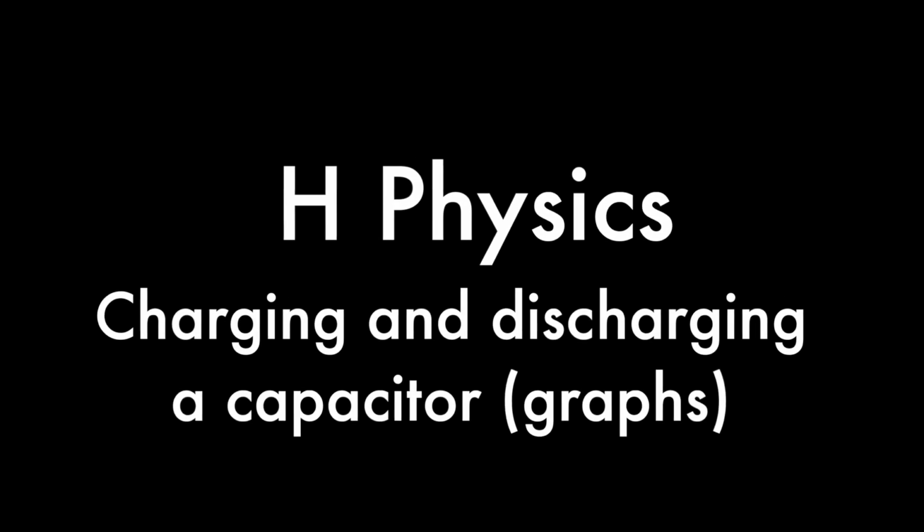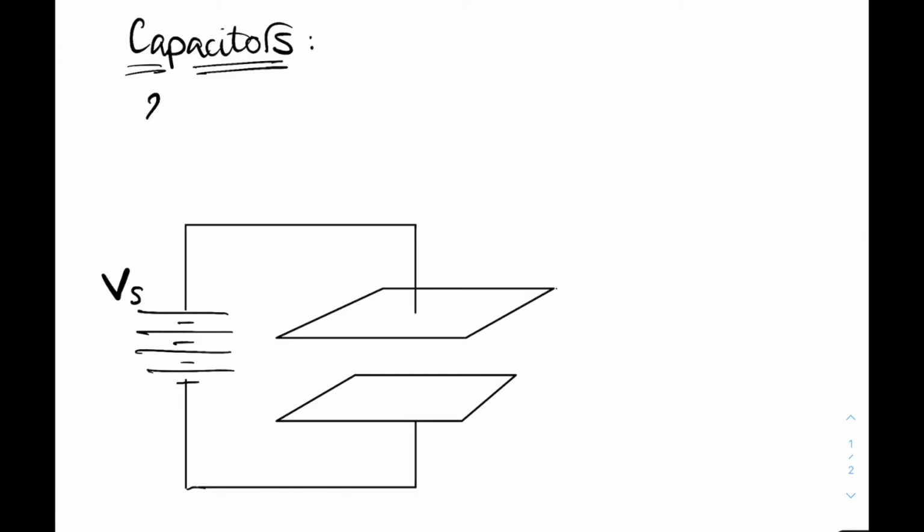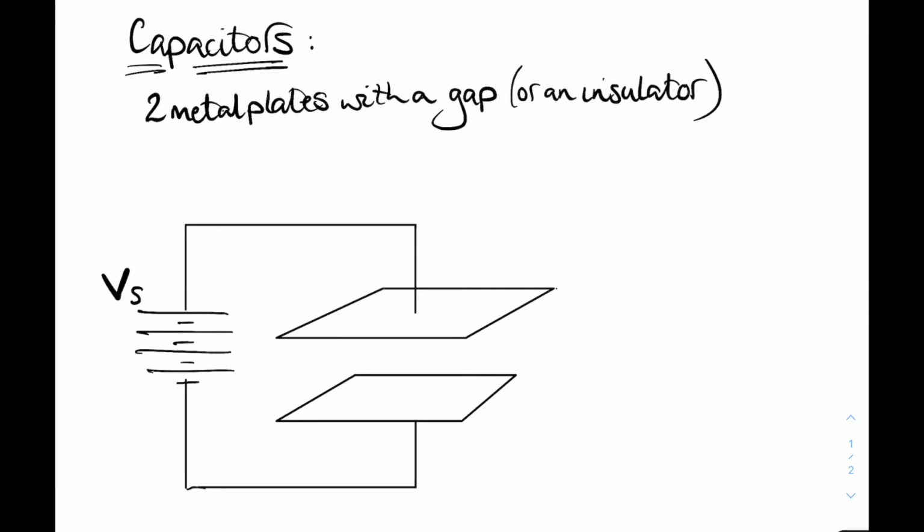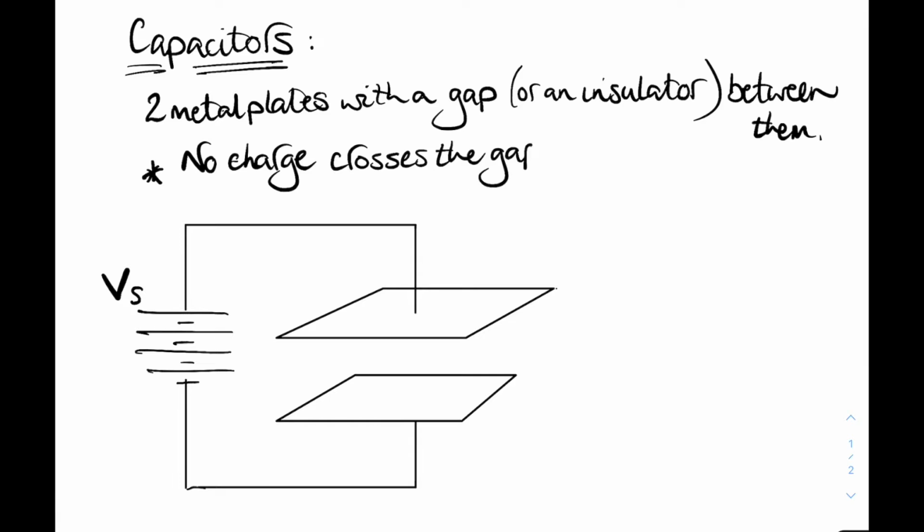Okay, hi folks, today we're looking at the charging and discharging graphs for a capacitor with a DC supply. Remember, a capacitor is made of two metal plates with a gap or an insulator between the plates, and no charge crosses between the plates.